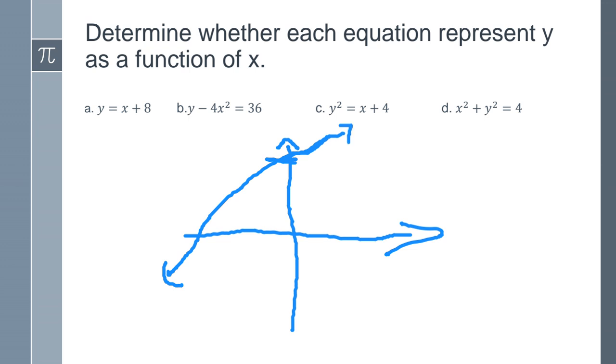So if I were to do my imaginary vertical line here, this line would cross my graph only once. So one of the things that I can tell you is basically all lines can be represented as functions. There's only one line that cannot be represented as a function, and that would be a vertical line, because again, it would fail my vertical line test. But basically all lines are functions. So this first one is a function.